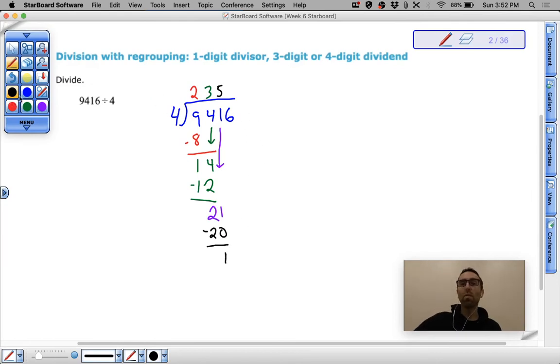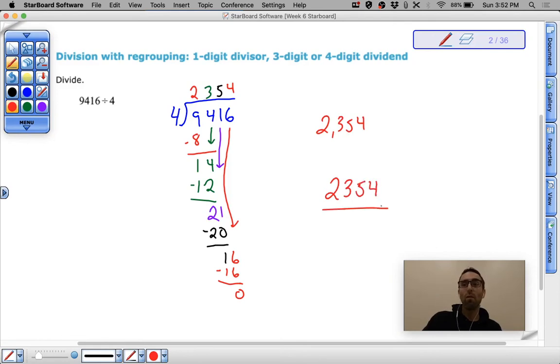I'll do this one back over in red. So I can bring down that 6. And now I'm looking for how many times 4 can go into 16. 4 can go into 16 exactly 4 times. So I can put my 4 up here on top. And I'll just double check this. 4 times 4 is 16. And when I subtract those two, I end up with 0, meaning I am done with the equation. So my answer in this case is going to be 2,354. Now, when you are asked to put this into Schoology, you are not going to put that comma. You're just going to put in 2, 3, 5, and 4, and then you're all done.